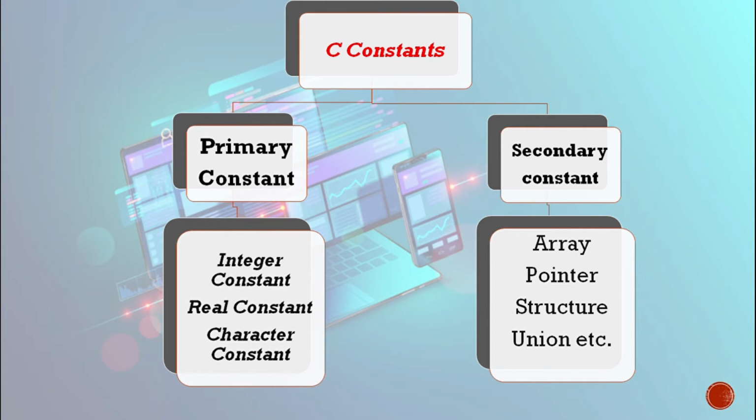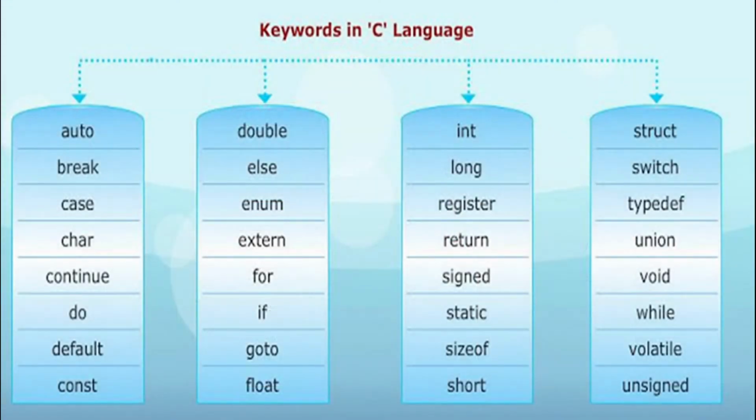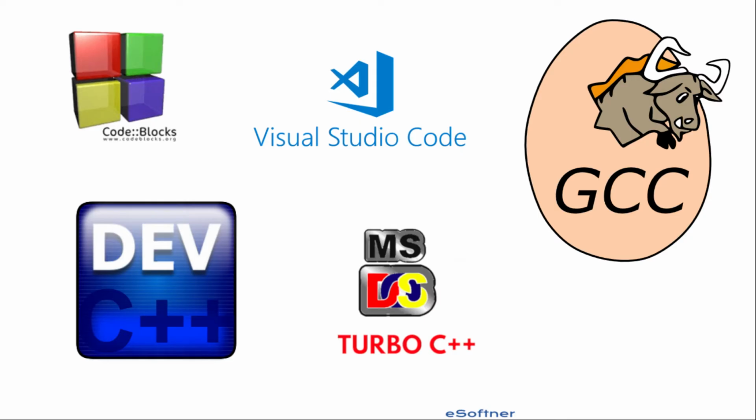On the other side, there are 32 keywords in C language. Here are those 32 keywords. We will also discuss every keyword later. Now let's start our first C program, to print my name.